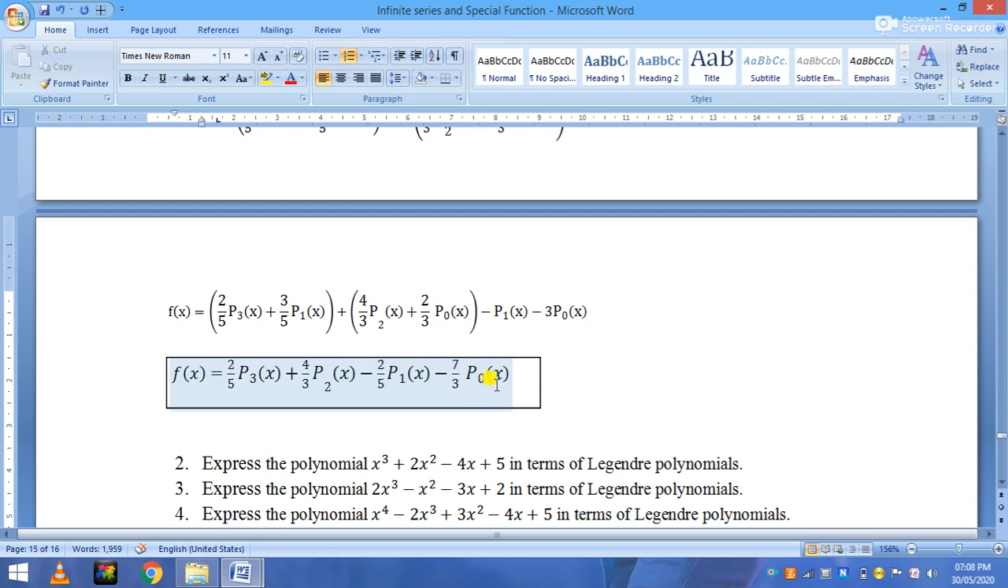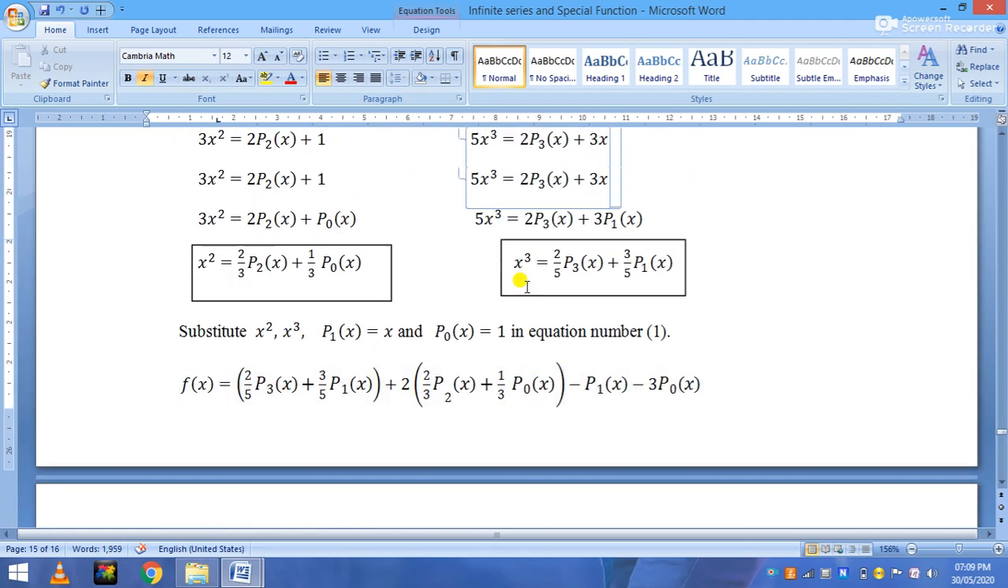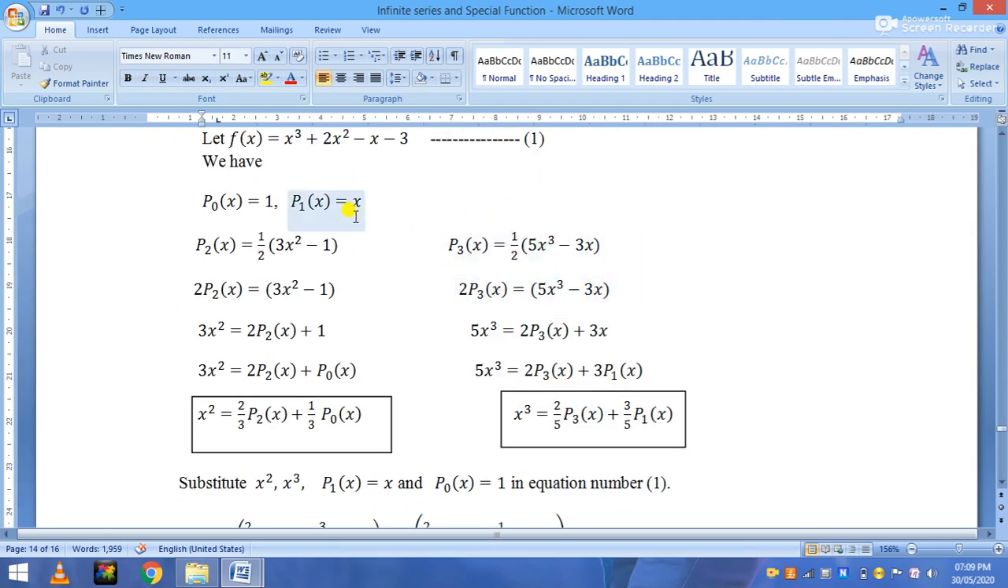So this is the Legendre polynomial. The given function in terms of x, we convert in terms of the P series, and that is called the Legendre polynomial. Nothing else is there, we simply express it in terms of P by using these Legendre polynomial expressions P0, P1, P2, P3. So this is an example on the Rodrigues formula, which we solved using Legendre.